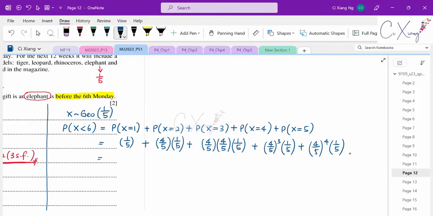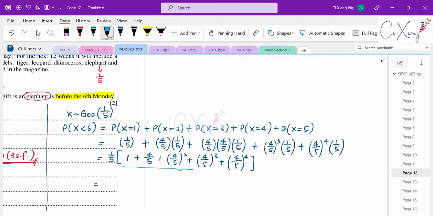Alright, then if you want to simplify first, some students say, I take out the 1/5 from all my terms here. If I take out 1/5, the first term is 1. Then the second part is 4/5. The third one will be 4/5 squared. The next one is 4/5 to the power 3. And the last one is 4/5 to the power 4. So you can observe that this is a geometric progression. Geometric series.